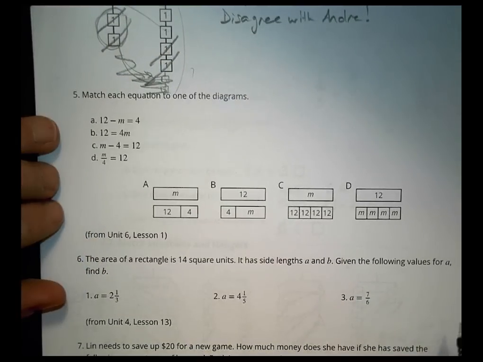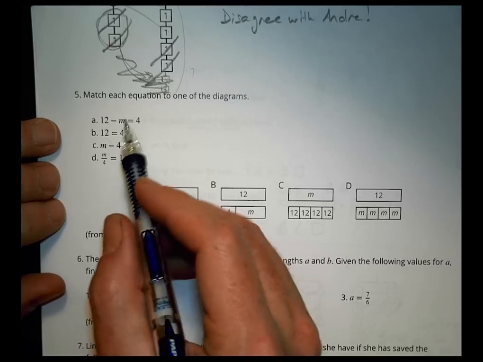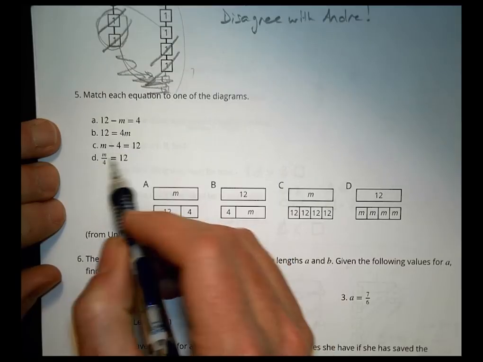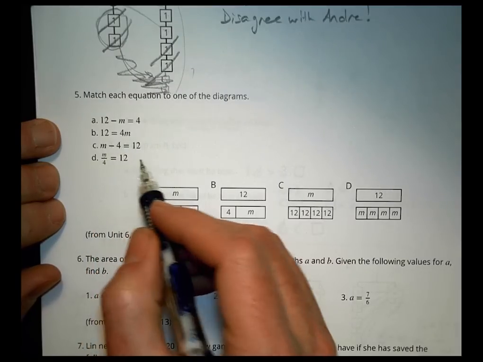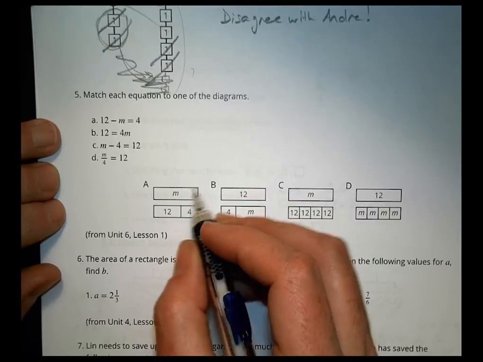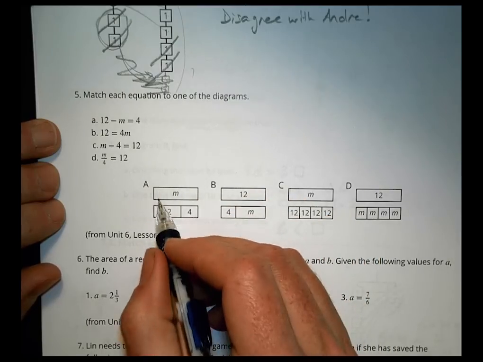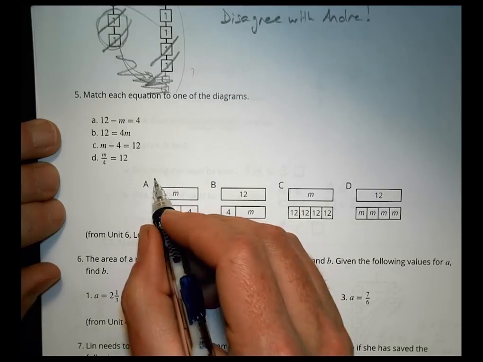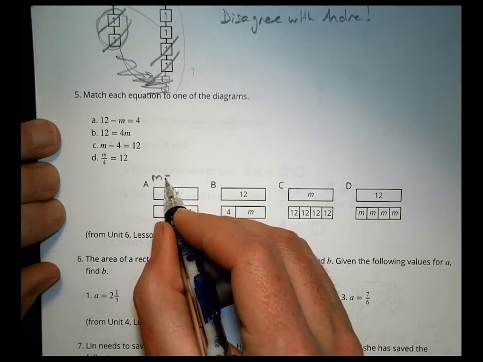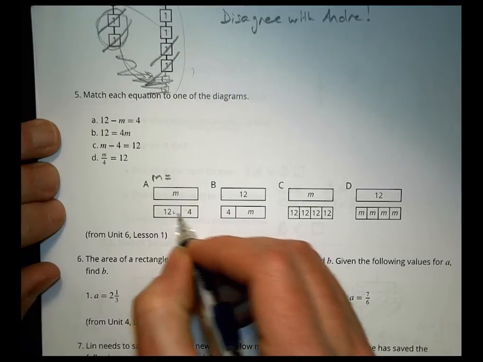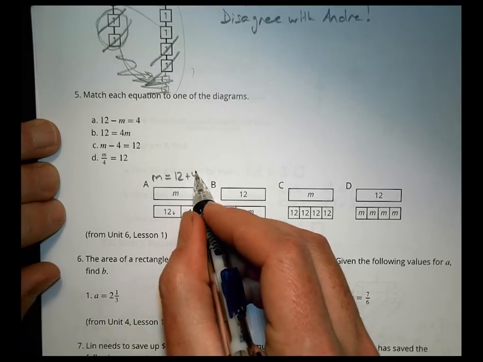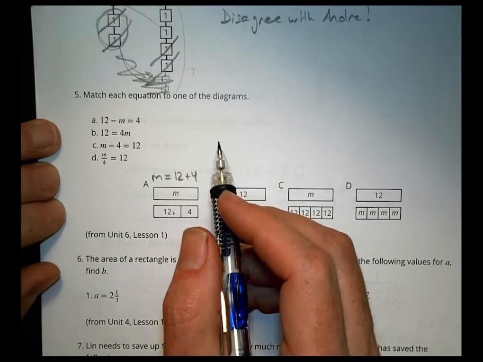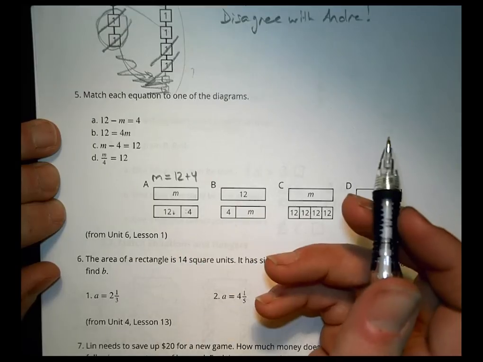Number 5, match these equations to one of the diagrams. Okay, so here 12 minus m equals 4, 12 equals 4 times m, m minus 4 equals 12, and m divided by 4 equals 12. Alright, so let's see what we have here. In this case, we look at our big number. Our big number is what it's basically going to be equal to at some level. Okay, so this m, the long rectangle, is equal to the combination of 12 and 4, 12 plus 4. Now, when we look over here, I don't see 12 plus 4 equals m anywhere, right?